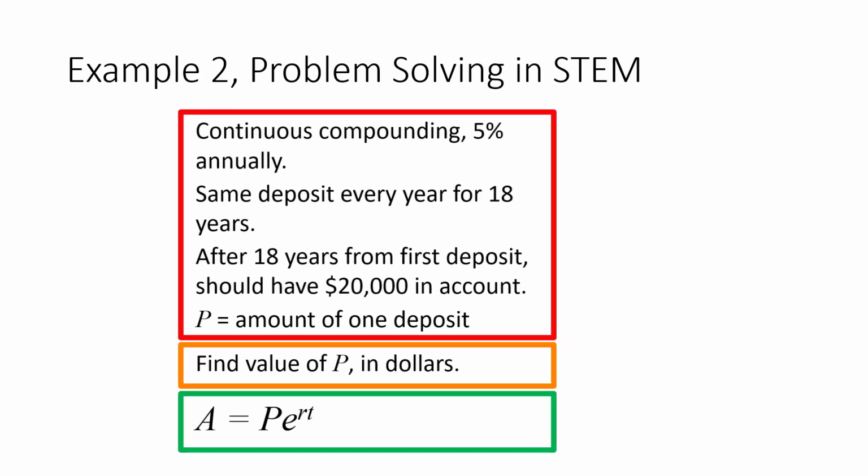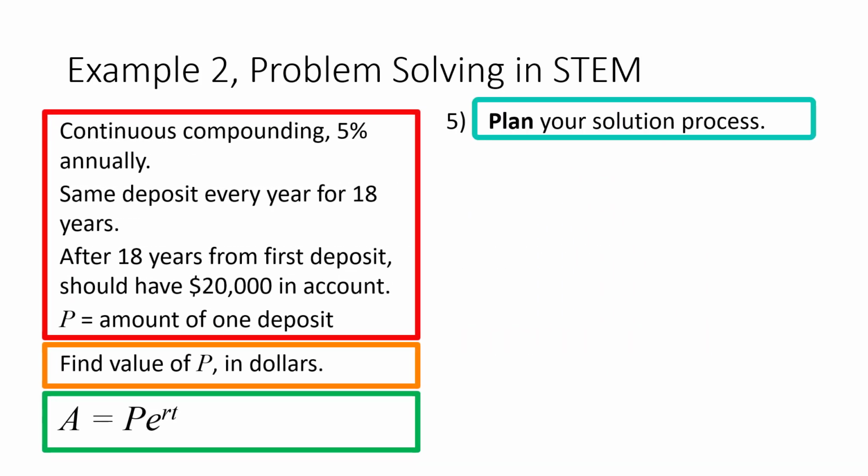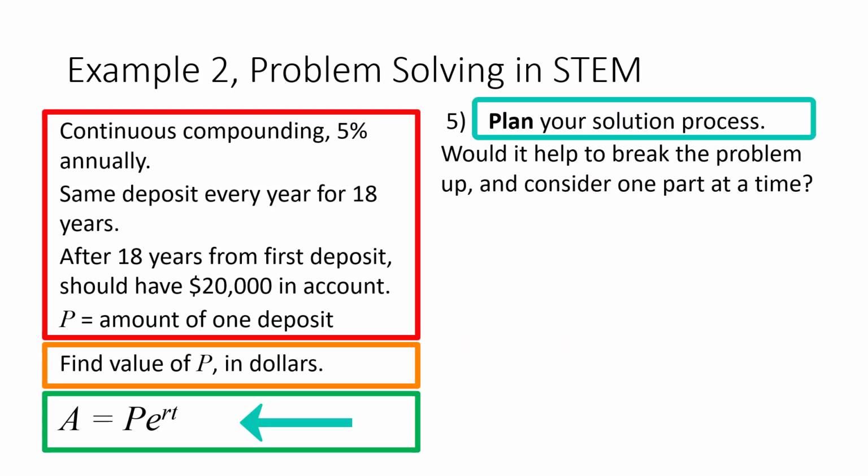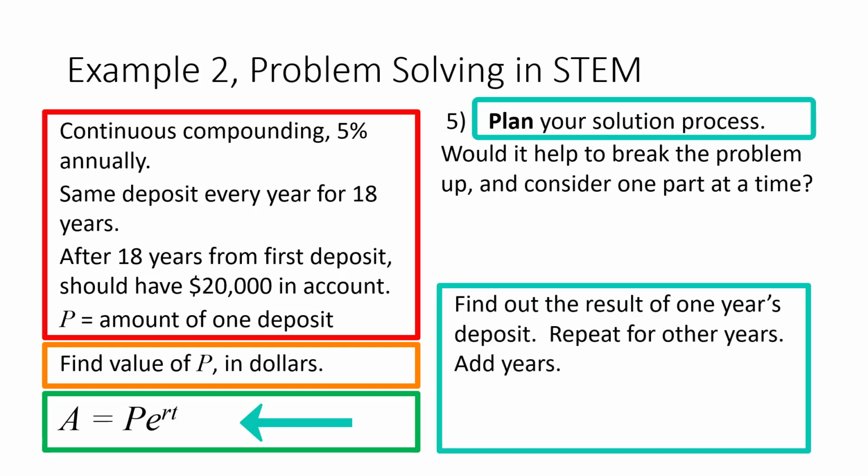We have all the information we need to plan our solution process. Our formula, A equals P times e to the power RT, works for a single deposit made at one specific time. Our problem involves 18 deposits made at different times. This means it will help to break this problem up. I'm going to use the formula to find out what Fred and Wilma get from each one of the deposits, and then add the results for all 18 deposits.